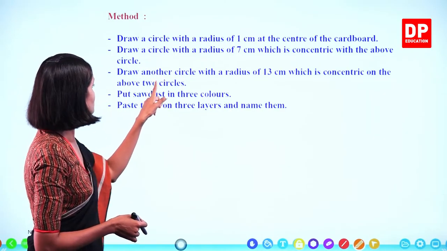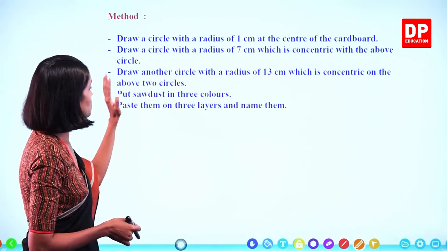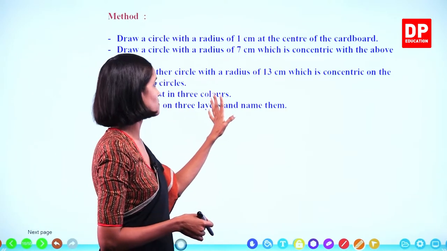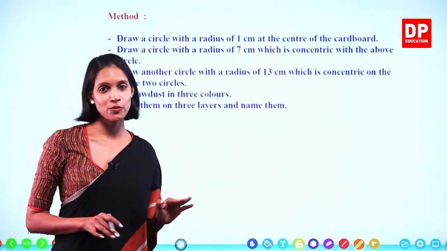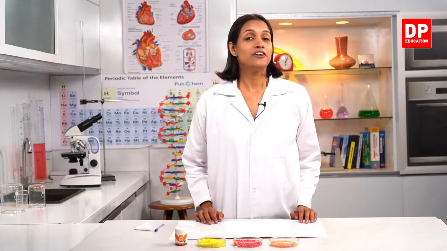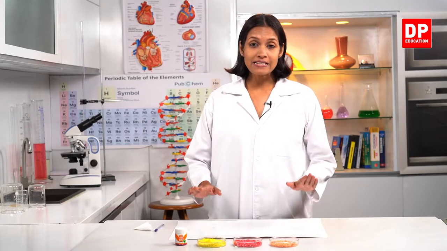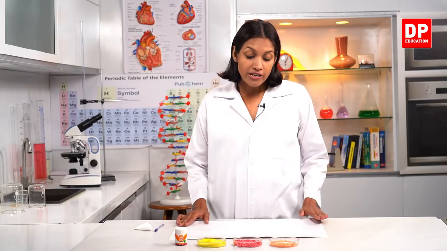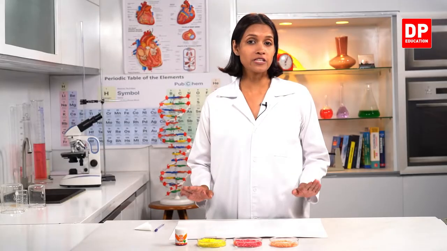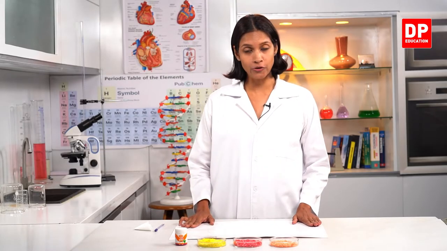Put sawdust in three colors, paste them on three layers and name them. Very easy activity. We are going to do this in the lab now. Right, children. Now we are going to make a replica of the internal structure of the earth. Look what I have here, children. I already explained to you how to make this replica, okay?